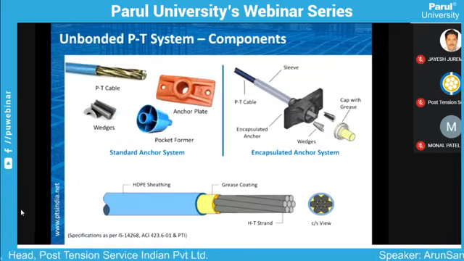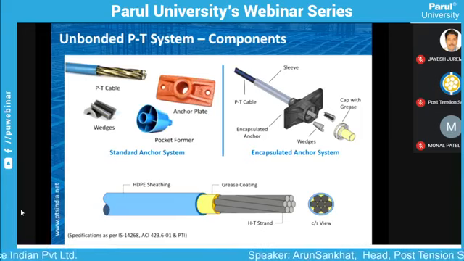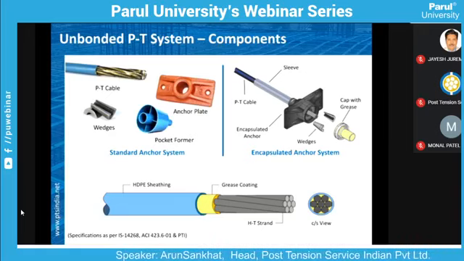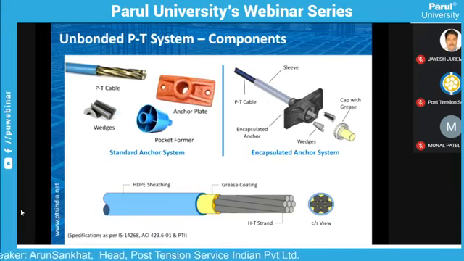This is how it looks. These are the components: PT cable, then wedges, anchor plates, pocket former. These are the components, or you can say fixtures, that are being used in the system. And below is the actual view of the cable, how it looks, and the presentation of what is applied to it.